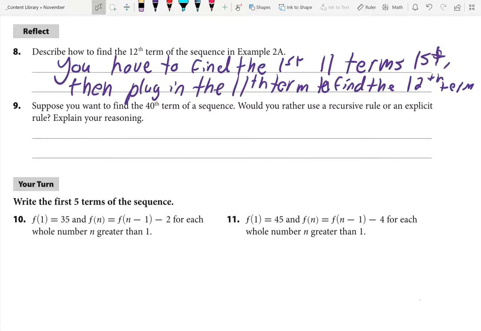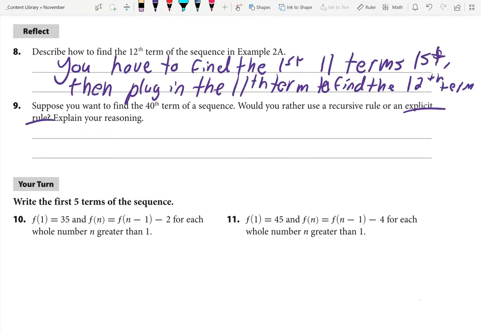So just to say number 9 without writing it. Suppose you want to find the 40th term in the sequence. Would you rather use recursive or explicit rule? Well, to answer number 9, I would rather use the explicit rule. The explicit rule means that I could just plug in the 40 into the function and I'd have my answer right away.